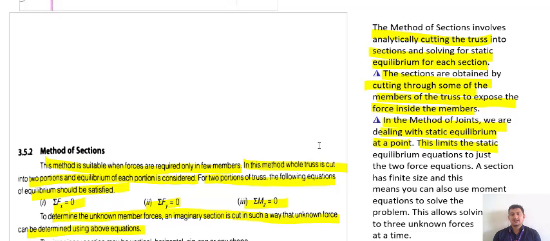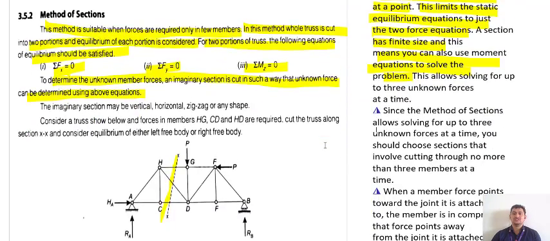This limits the static equilibrium equations to just two force equations. In the method of joint, we were only applying two equilibrium equations, summation Fx equal to 0 and summation Fy equal to 0. Now in case of a section, it has a finite size. When you cut the section, it is a left hand part or right hand part you are talking about. Since it has a finite size, you can also use the moment equation to solve the problem. So we have an additional equation in the method of section that says summation of moment about any point should be 0. This allows solving for 3 unknown forces at a time. So this is the concept behind it.